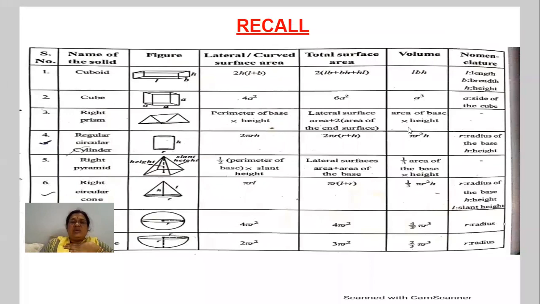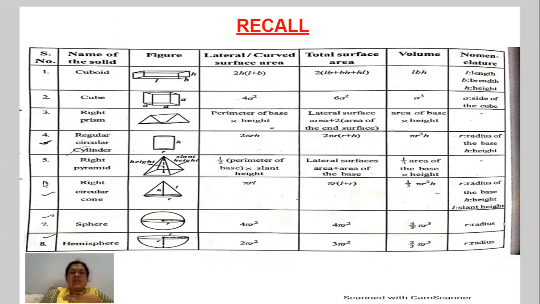Next, we'll go through the formulae I have explained in the previous class. See, the names of the solid figures I've explained in the previous class are cuboid, cube, prism, cylinder, pyramid, cone, sphere, and hemisphere. These are the figures of the 3D objects, and these are the formulae. How to remember the formulae I also explained in the previous class, and we'll apply these formulae to solve some of the problems in mensuration.